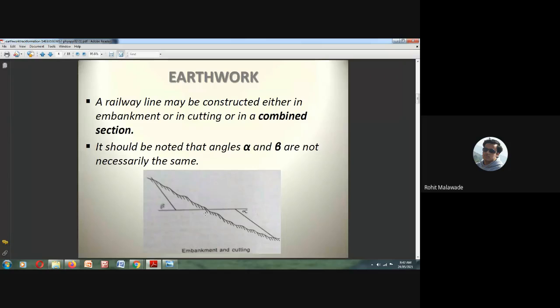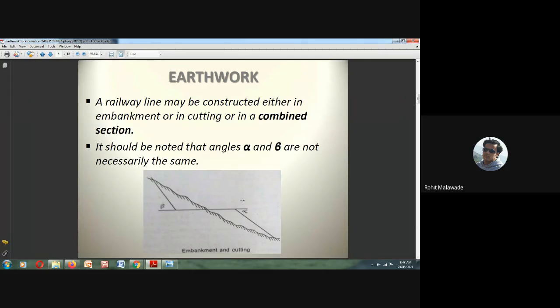Here, this is your ground level. We want to have the formation level over here; we have fixed the formation level over here. Now what are we going to do? We are going to cut this extra portion and fill it over here. So what will happen here? The formation level is going to get created.